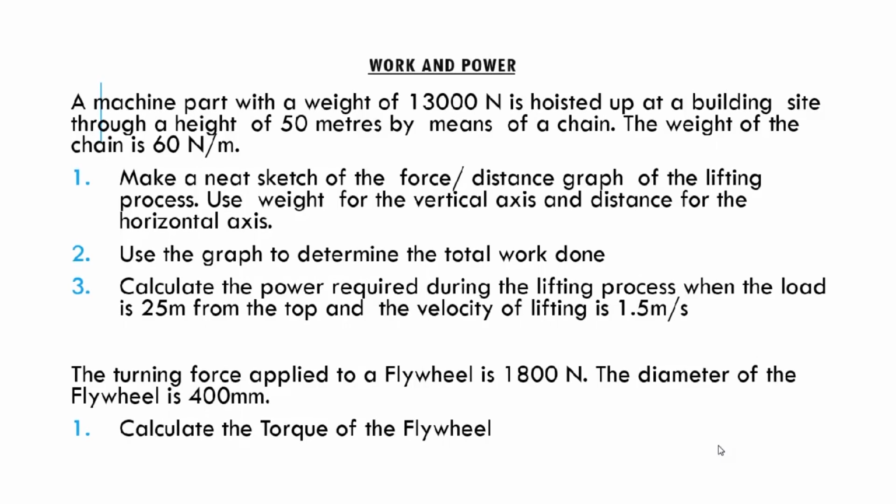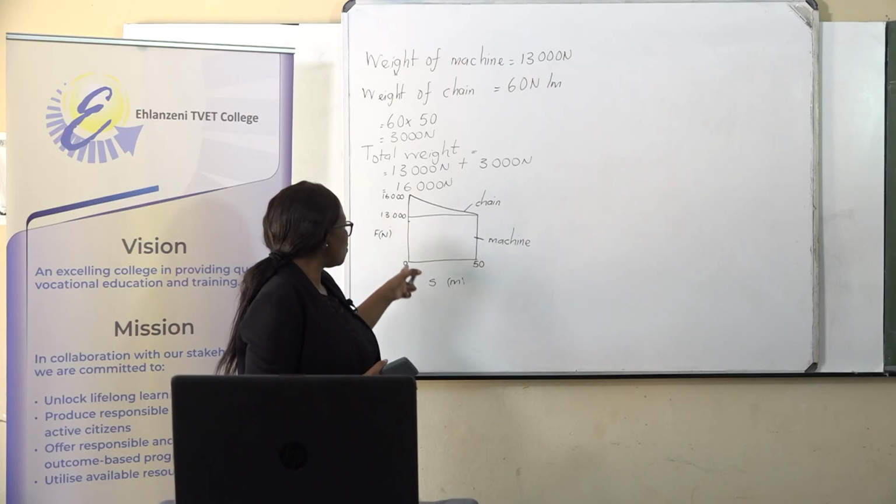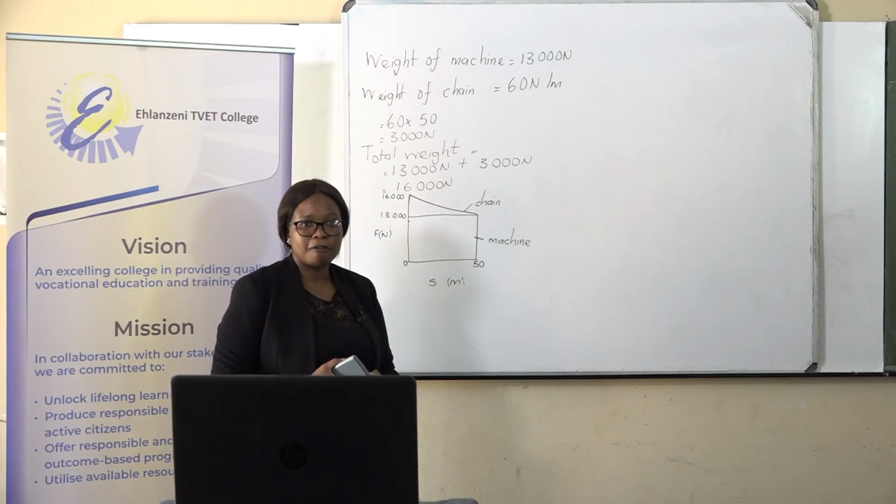Our next question reads as, use the graph to determine the total work done. How are we going to calculate the total work done? Remember, we say that work done is force times distance. When force moves through a distance, and we've got 2 forces here, move through a distance of 50 meters. So we want to find the total.